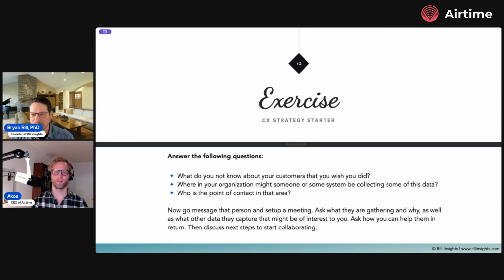And then if you can figure out the system or the place, the next question is who's in charge, right? Who's your point of contact in that area? And once you figure that out, message that person and have a meeting with them. Go to lunch. Build a relationship. Learn what they're doing, why they're doing it. And also, maybe there's other information they're capturing that you hadn't thought of that might be interesting to you.